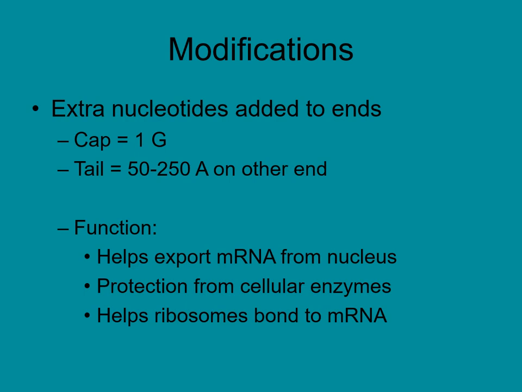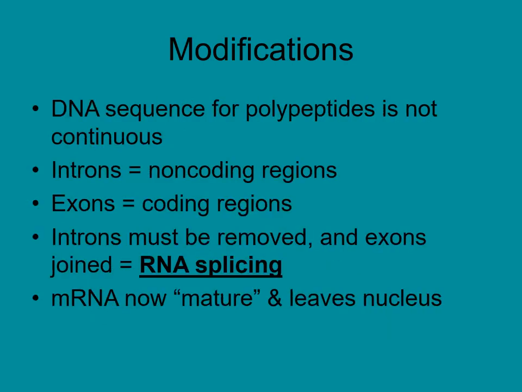First thing you're going to do is add on a cap and a tail. The cap is where you add one guanine on one side. The tail, you add anywhere from 50 to 250 adenines on the other end. Why do you do this? Well, number one, it's going to help you move the mRNA out of the nucleus through those nuclear pores out into the cytoplasm. It's going to help protect it from enzymes once it's out in the cytoplasm. And ultimately, it's also going to help the ribosomes bind to that mRNA for protein synthesis to occur. But we're not done yet.